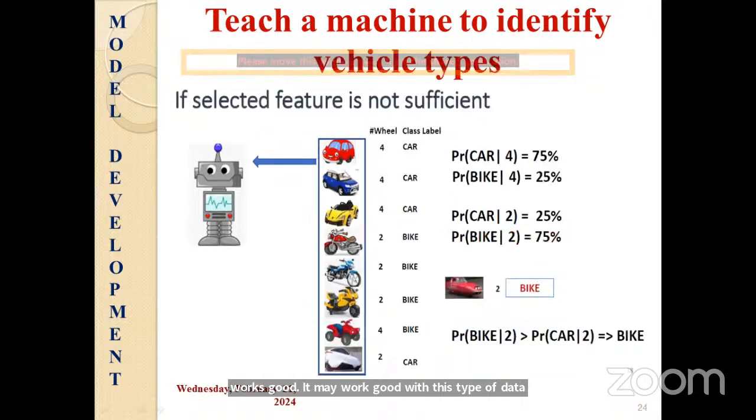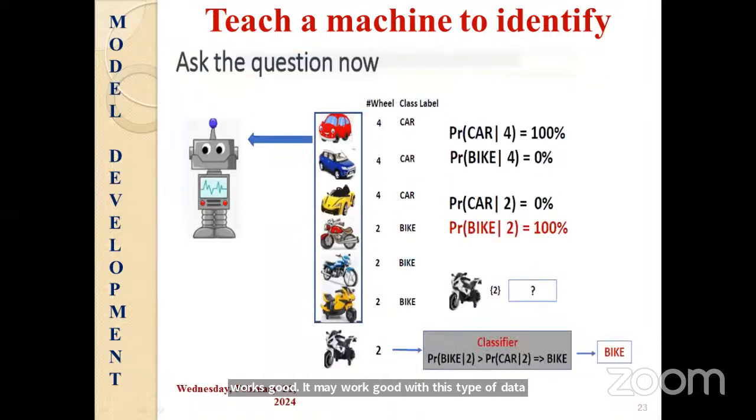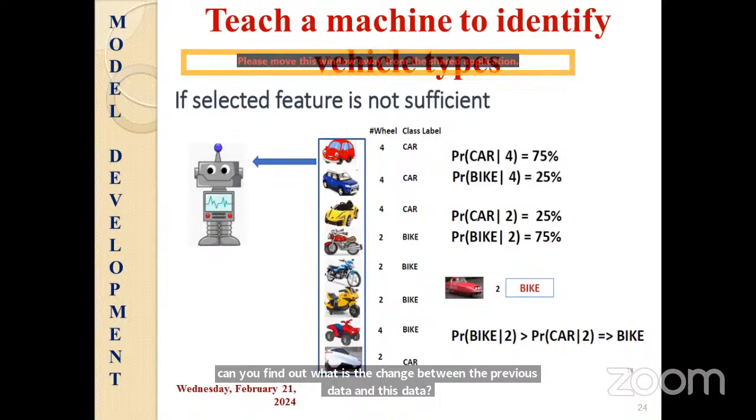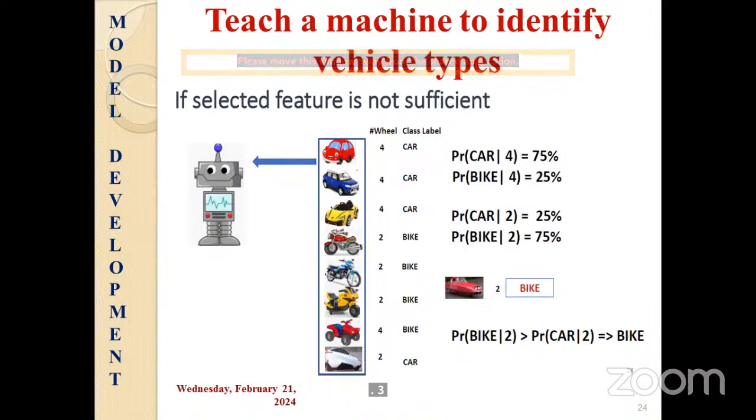Now look at this data set. It's the same thing, but we have added some more rows of data. Earlier we had 6, now we have 7. Can you find out what the change is between the previous data and this data? Here we have 3 car records, 3 bike records with wheel 2, and 1 bike record with wheel 4. So the probability changes. Why? Any answer?